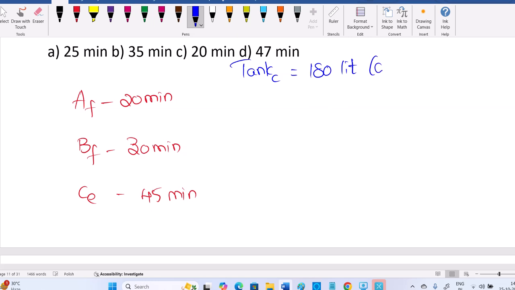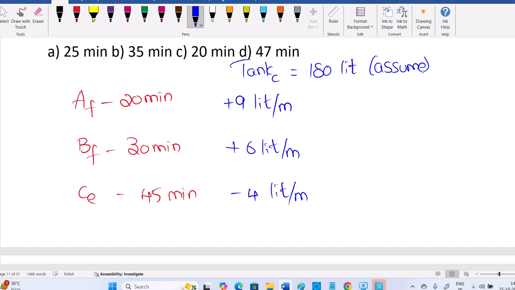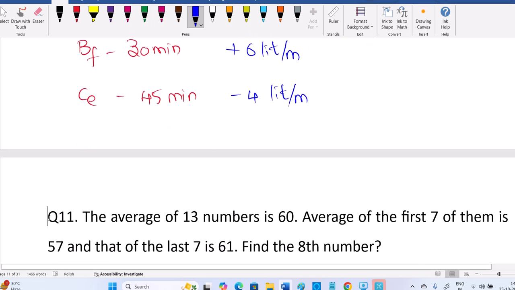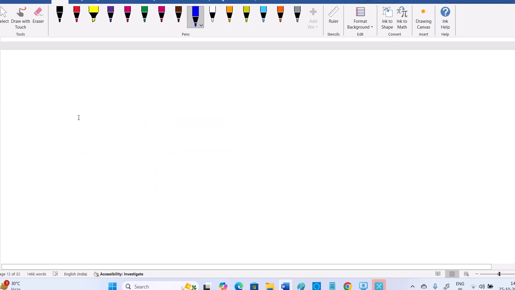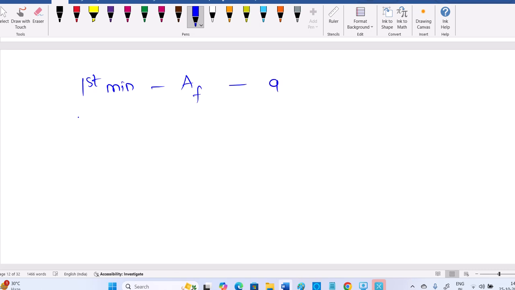This is my assumption. Now 180 liters, 20 minutes means A can fill 9 liters per minute. Plus means filling. B fills 6 liters per minute. C empties 4 liters per minute. A and B are filling, C is emptying. Now, as per the question, the process is like this. First minute A opens. What is A's job? 9 liters per minute. 9 liters are filled.